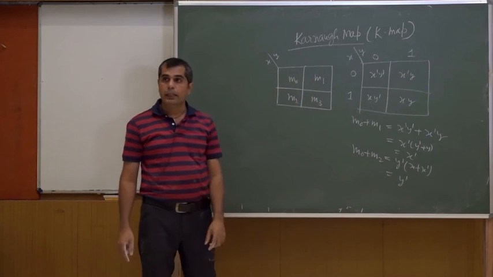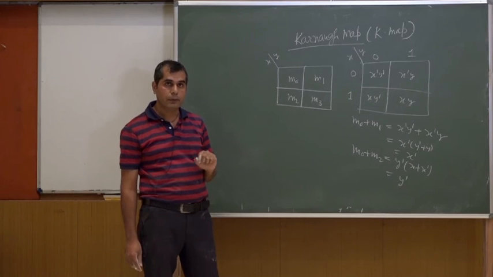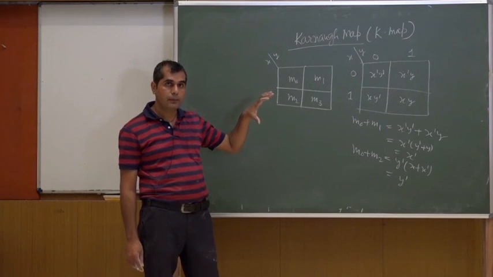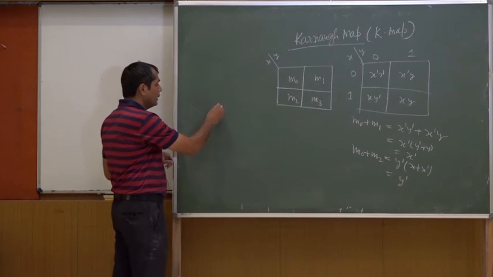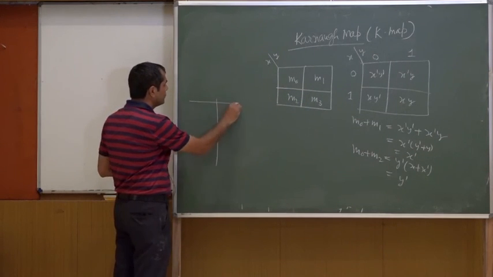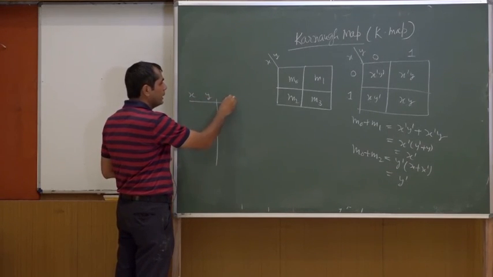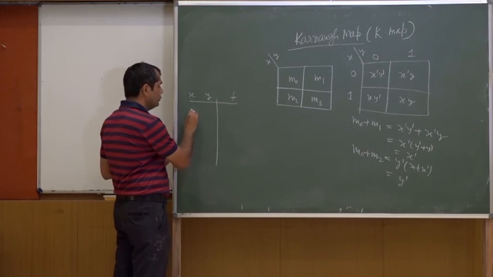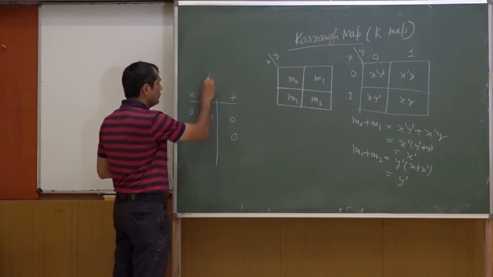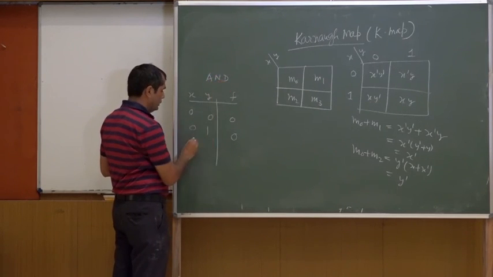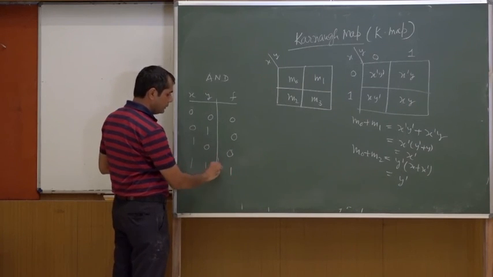Okay. Let me write the two variable AND gate and OR gate in K-map form. The truth table of AND gate and OR gate in this form. For a simple two input AND gate, if the inputs are, let us say, XY, and the output is F, then 0 0 gives 0, 0 1 gives 0, 1 0 gives 0, and 1 1 is 1.